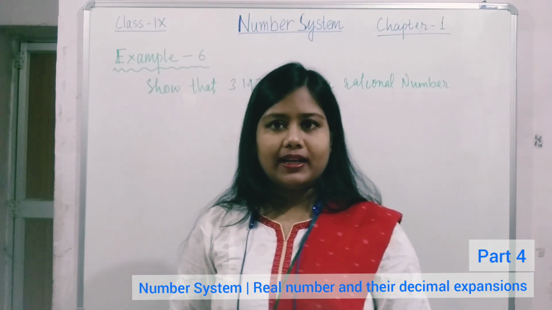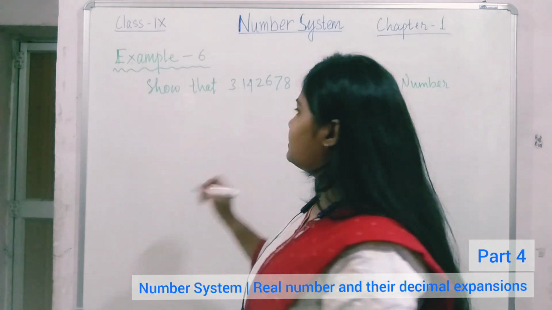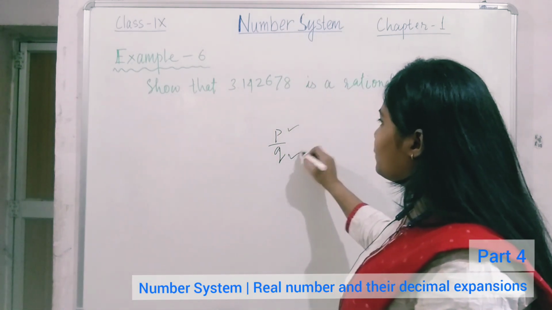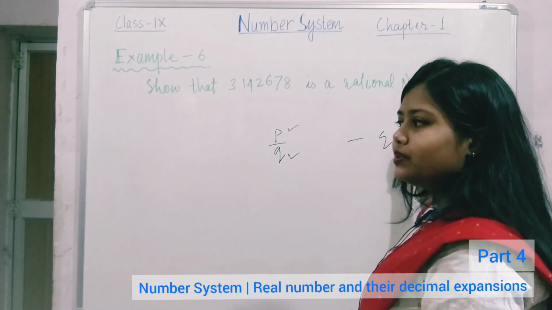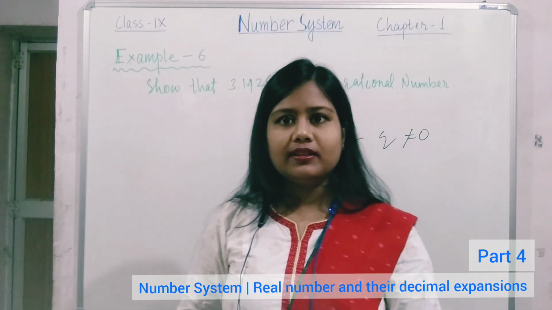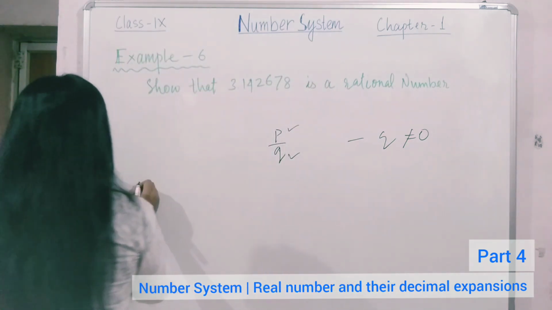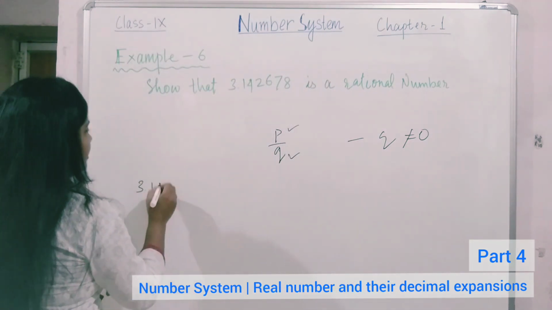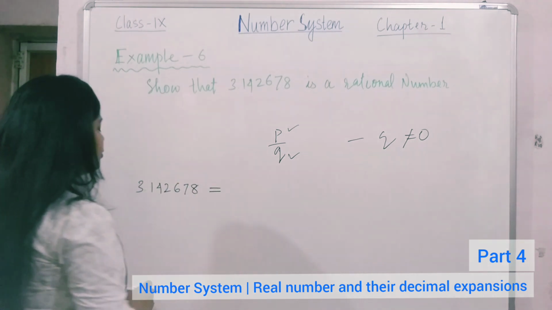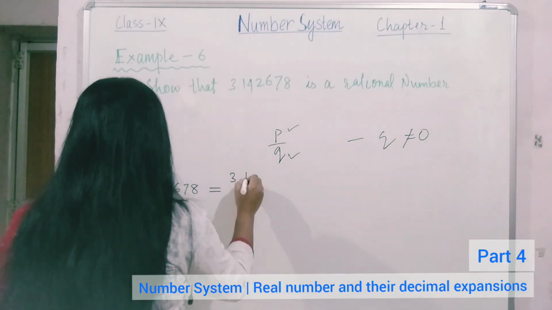We know that a number is a rational number if it can be expressed in the form of p by q, where p and q are integers and q is not equal to 0. If this condition is fulfilled, then the number is a rational number. So let's see whether it can be shown in terms of p by q or not. It is a decimal number. Obviously we can make it a fraction.